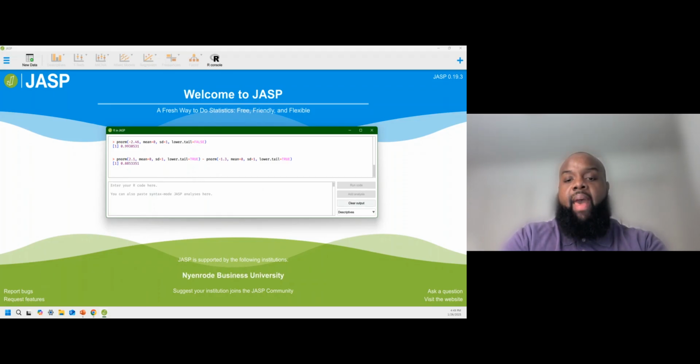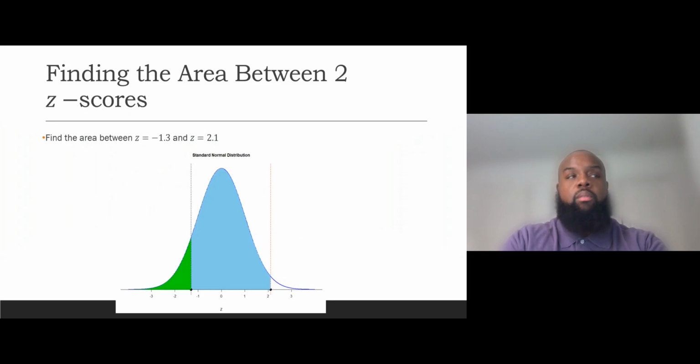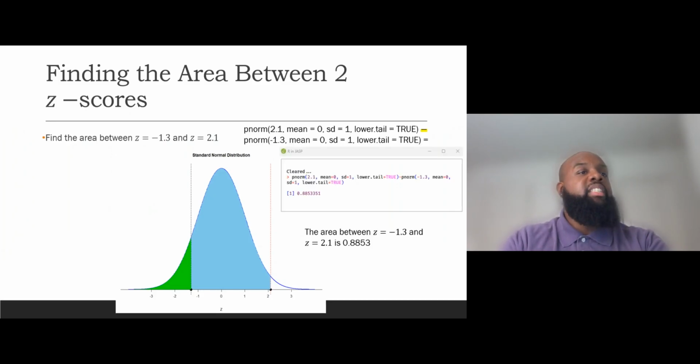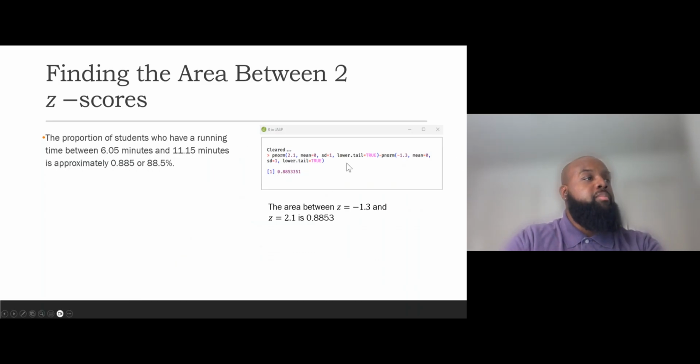And so if I go back to our notes, we see that the area between z equals negative 1.3 and z equals 2.1 is 0.8853. Remember, our ultimate goal was to find the proportion of children who had a running time between 6.05 and 11.15. Our answer is 0.8853. All right. And if I wanted to round that to 3 places after the decimal, I'll say 0.885, or that there were 88.5% of children between those two values.